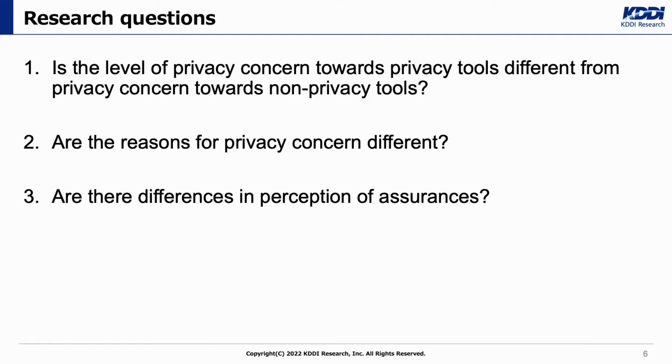However, we do not know how privacy concern towards privacy tools compares to concern toward tools that are not for privacy. That is, how does the priming of a privacy purpose affect these tools? Therefore, we investigated the following questions. Is the level of privacy concern towards privacy tools different from privacy concern towards non-privacy tools? Are the reasons for privacy concern different? And since we were also interested in how these concerns might be reduced, we also investigated the question of whether there are differences in perception of assurances.